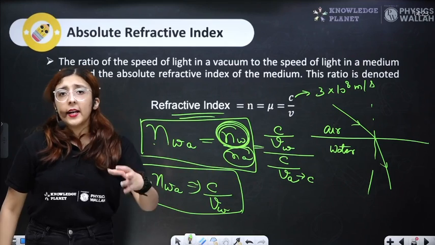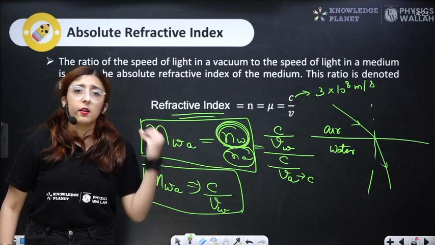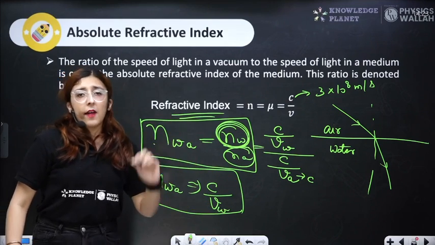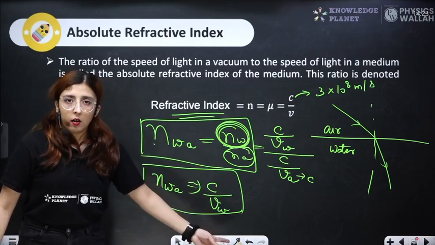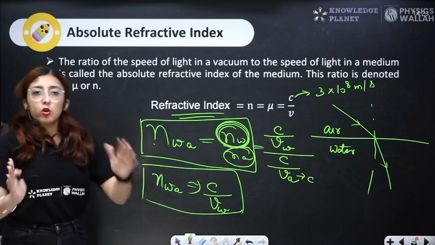Or they can tell you the speed of light in air is 3 into 10 to the power 8 and the refractive index of water with respect to air is 2.4. What is the speed of light in water? So both the cases you should know.